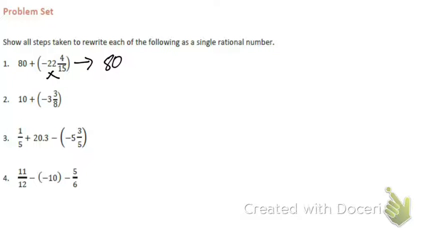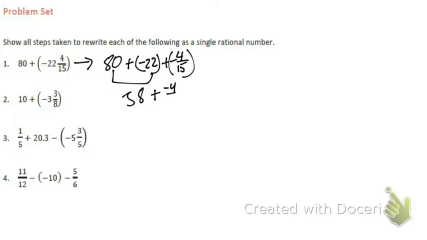I'm going to break this apart because it's kind of difficult to work on it together when it's a mixed number like that. I'm going to change it to plus 22 or negative 22. But remember here, the 4/15ths, when you break it apart, is also negative. Key thing there, a lot of people make that mistake. All right. 80 plus negative 22 is 58. Plus negative 4/15.